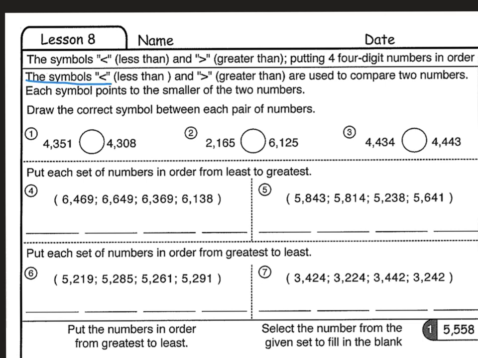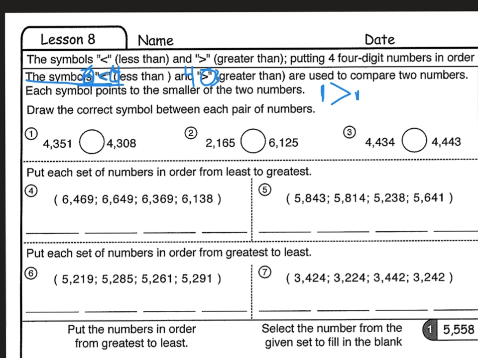The symbols: less than, and the reason it's less than is because the first number would be less than the second number. You can see the crocodile is eating the bigger number. So let's say we've got a 3 here and a 4 there. 3 is less than 4. So that's called a less than symbol, and this is called a greater than symbol because 4 is greater than 3. They are used to compare two numbers. Each symbol points to the smaller of the two numbers. The big side of the symbol is the big number. The little side is the little number.